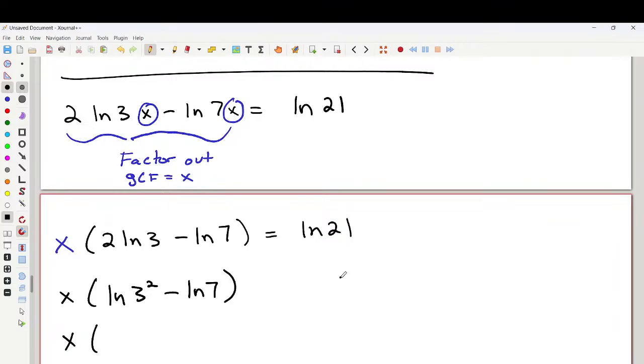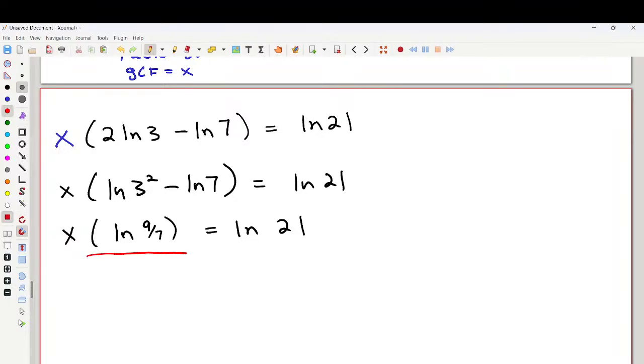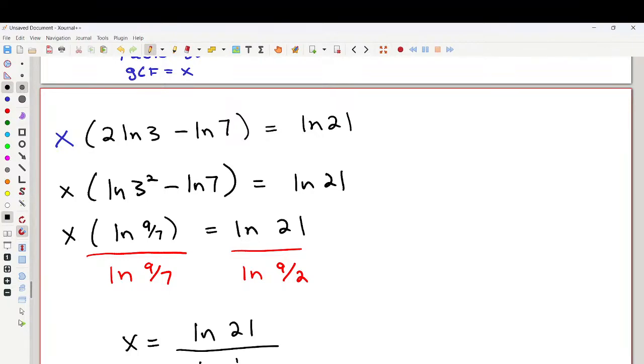Three squared is 9. So I'm just talking that step out. And then we're going to have 9 divided by 7. Lastly, we divide by this number on both sides. And that's your final answer.